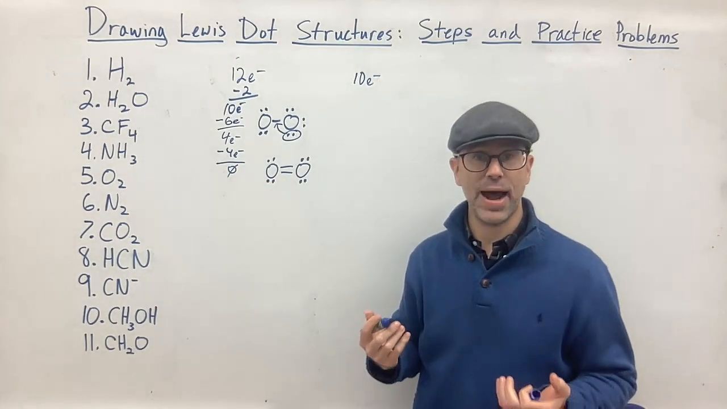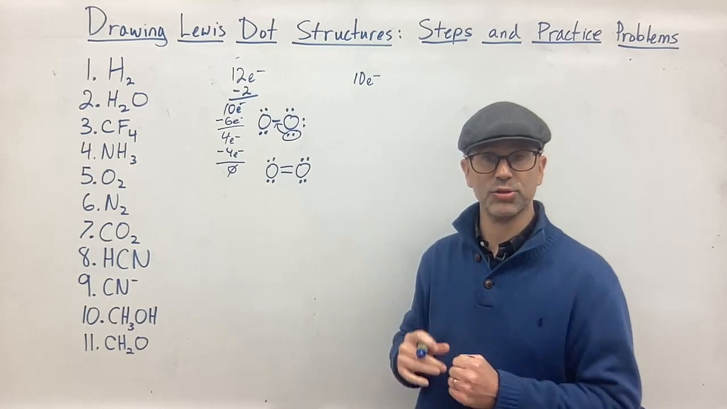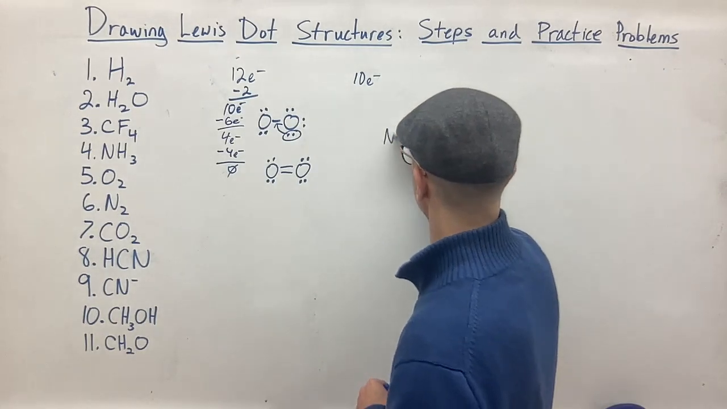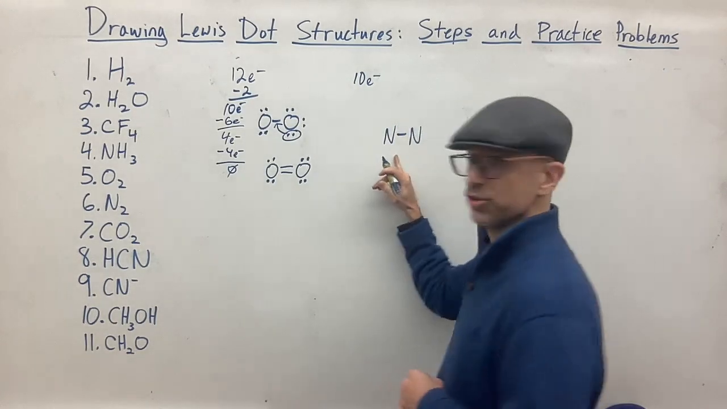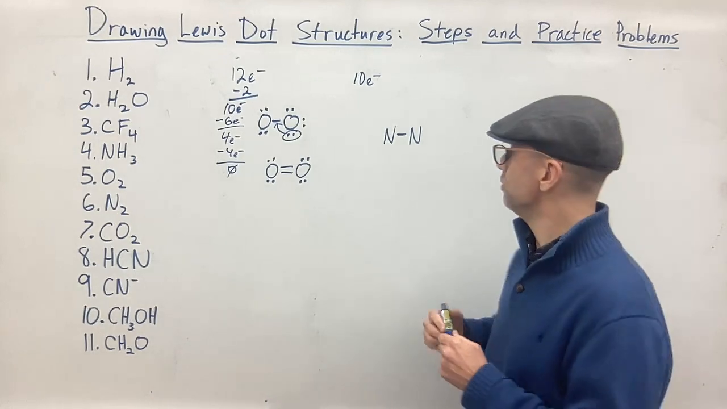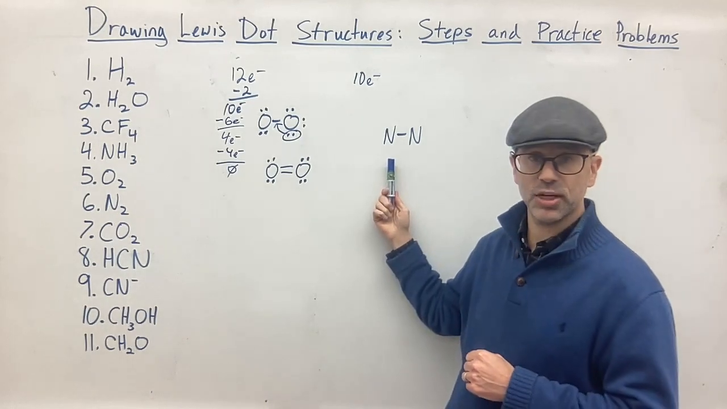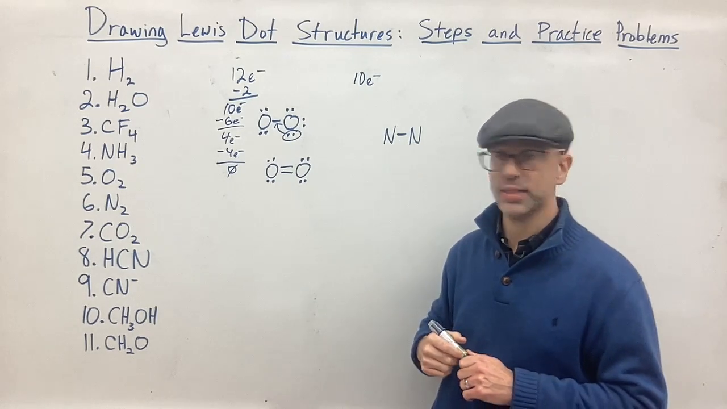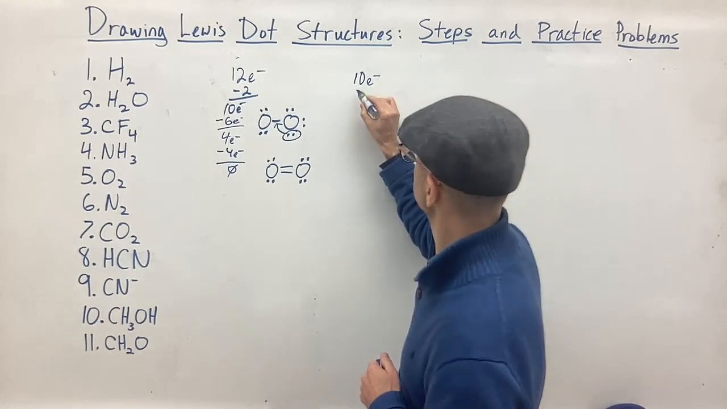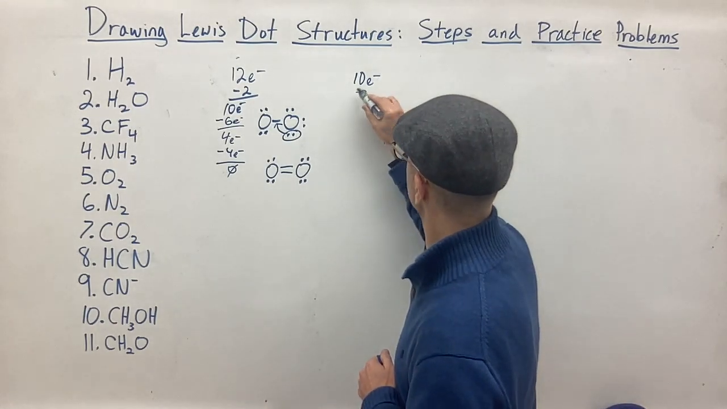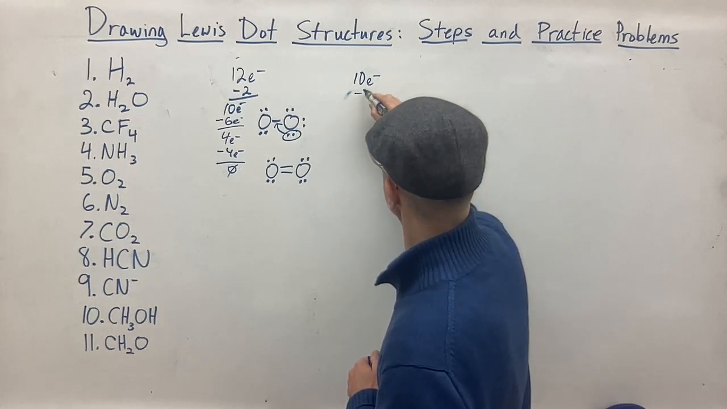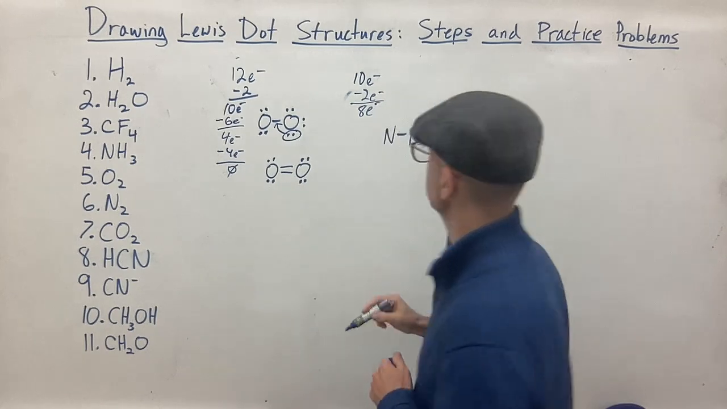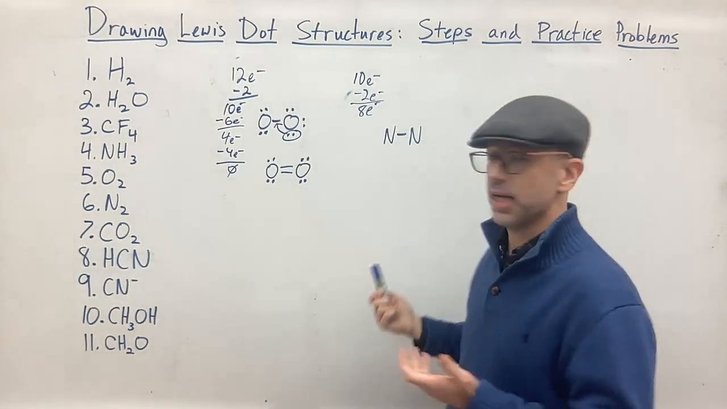Then I have two atoms. So step two, create the skeletal structure, bond them together with one bond. So here I have my two nitrogens bonded together. Now this is my skeletal structure. They're bonded together and I have one bond. That's going to be 2 electrons. So I'm going to subtract those 2 electrons from the total. So 2 electrons, and that gives me 8 electrons left. So step 2 is done.